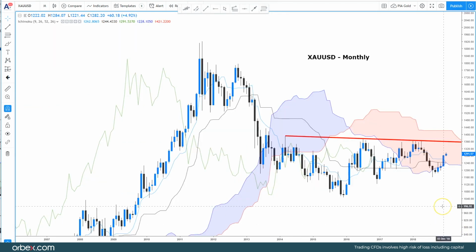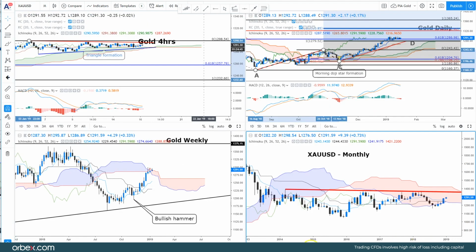On the monthly chart, we're looking at this trend line. It's sloping downwards slightly, but I would really call it a horizontal zone between 1360 and 1392. That's where we're looking to target from this trade idea. We're trading within the monthly Ichimoku cloud, so we expect progress could be hampered.